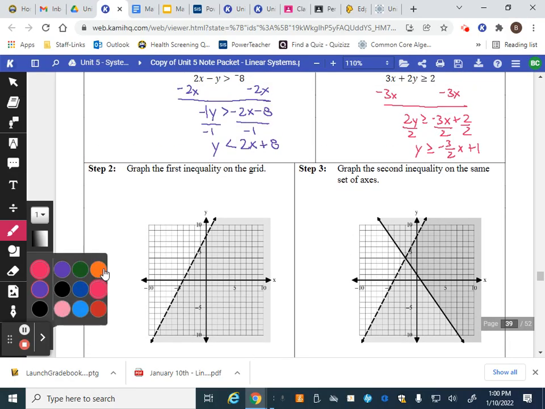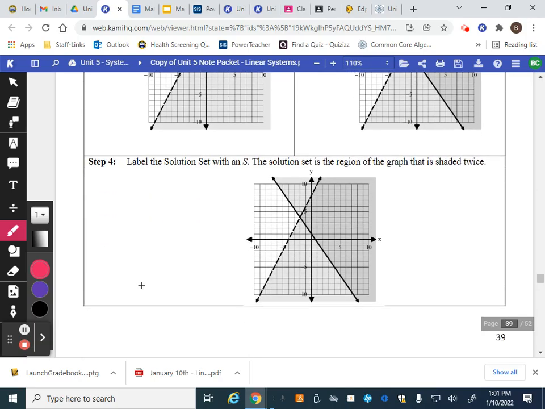First inequality, y is less than 2x plus 8: dashed line, shaded down. The slope is 2, the y-intercept is 8. Add the second inequality: solid line, shaded up. The area where they're both shaded, this dark shaded region, that's our solution set. That's where the points are going to make both inequalities true.